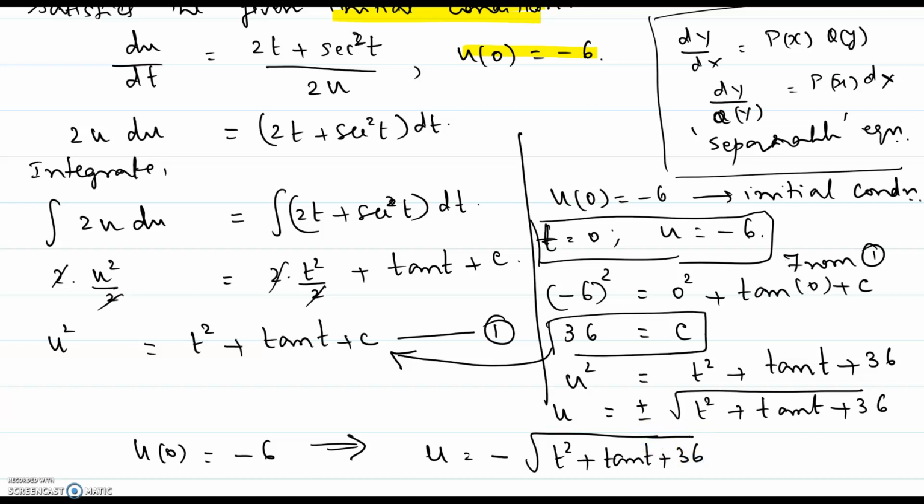So what happens is when you plug in t equal to 0, t square is 0 and tan 0 is 0, you get square root of 36. But if you don't have the negative sign, you will end up with u equal to positive 6. That's not the case over here. In order for our initial condition to be satisfied, you should pick only the negative sign among the two options for u. So this is the solution to this problem. Hope this video helps.